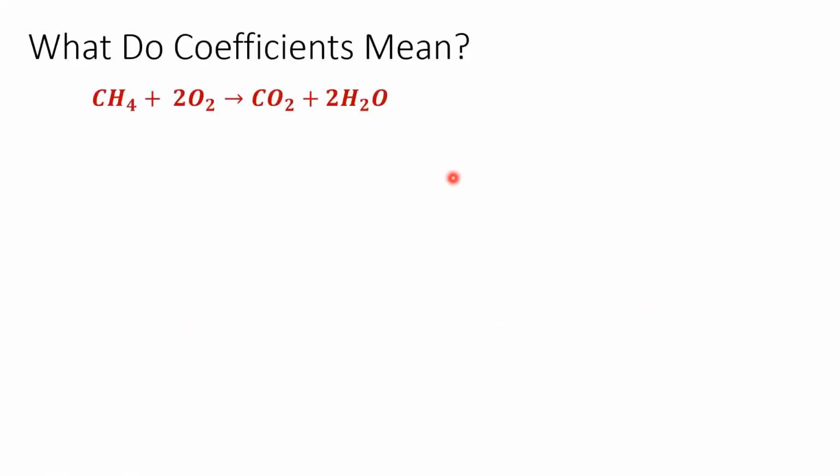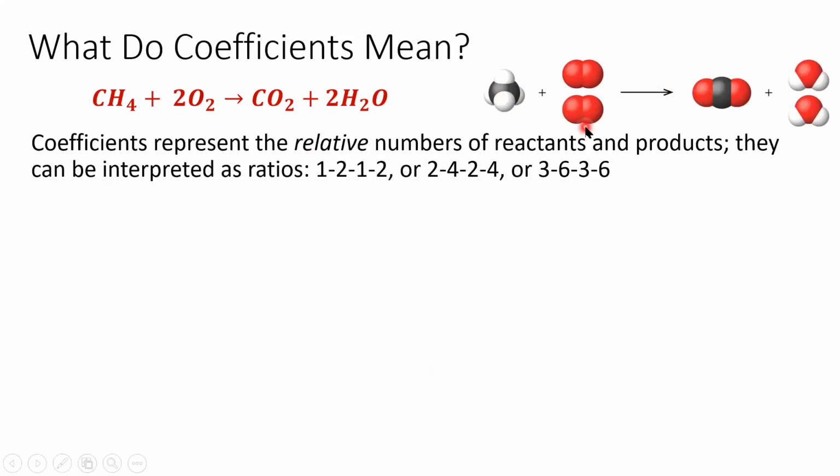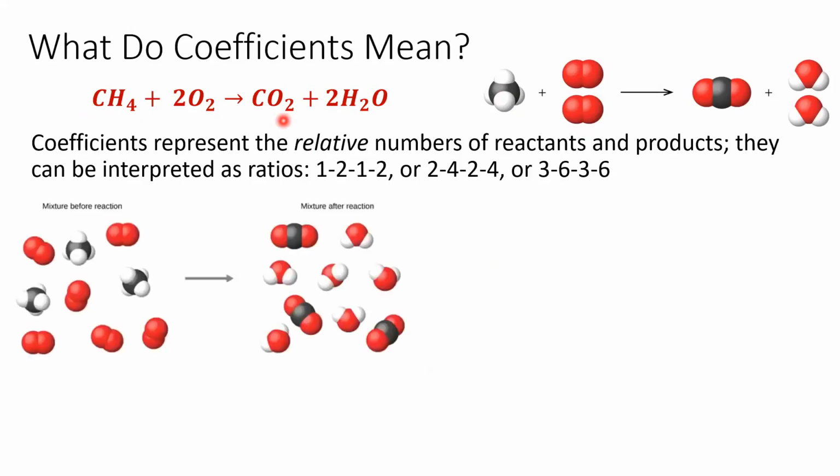So what do these coefficients mean? If we look at this reaction, it tells us that it's a 1 to 2 to 1 to 2 ratio. Okay, now, it could be a 2 to 4 to 2 to 4 or 3 to 6 to 3 to 6 ratio. When we write the coefficients in a balanced equation, we typically write them as the simplest ratio, but it can be any ratio.